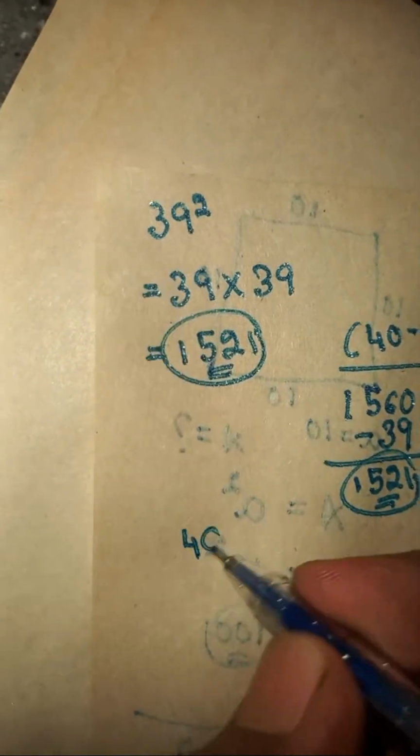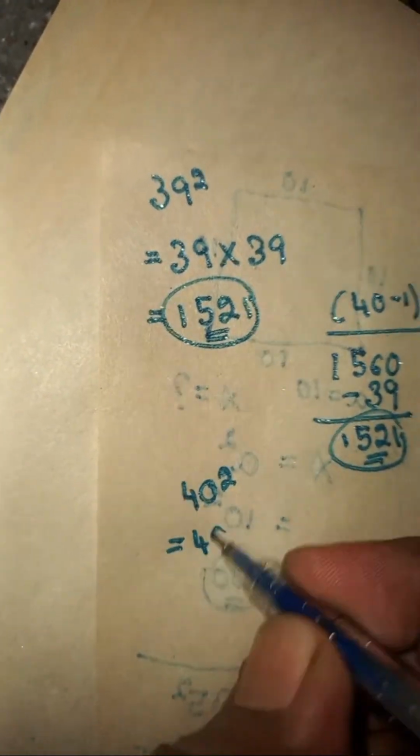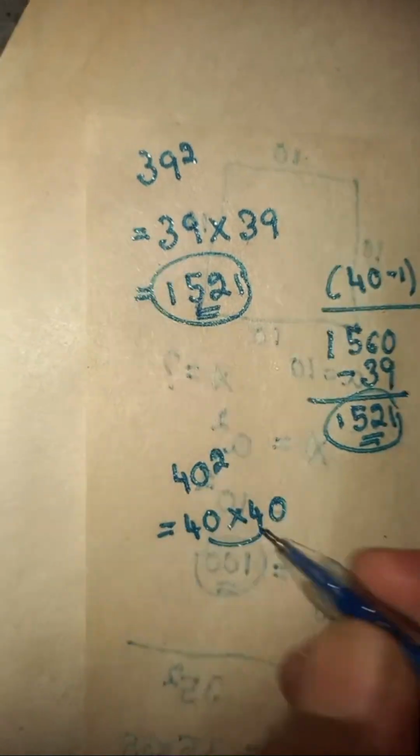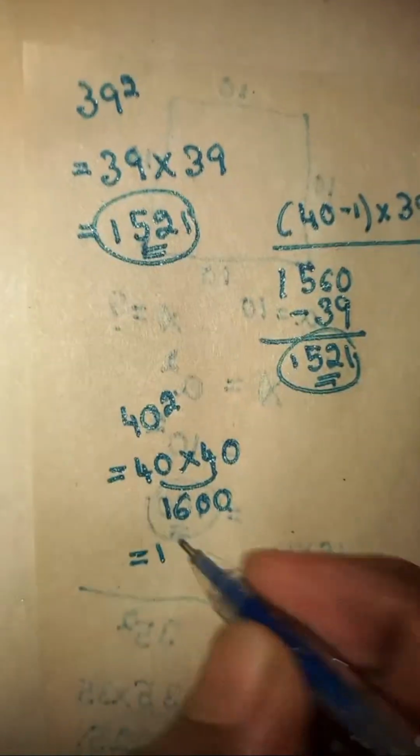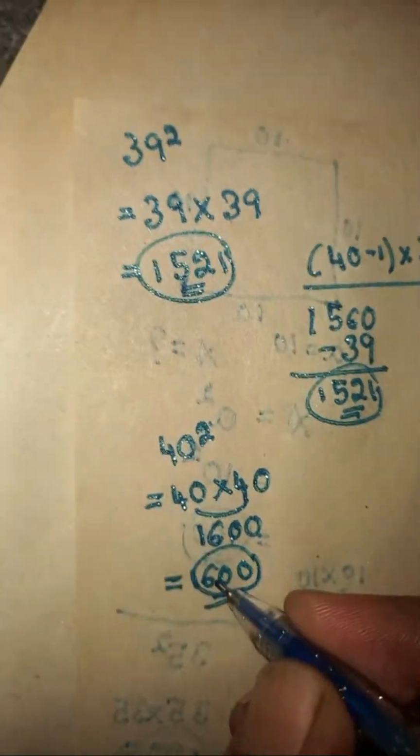Let's write what is 40 square. 40 square can be written as 40 times 40. 40 times 40 is 1600. So 40 square is 1600.